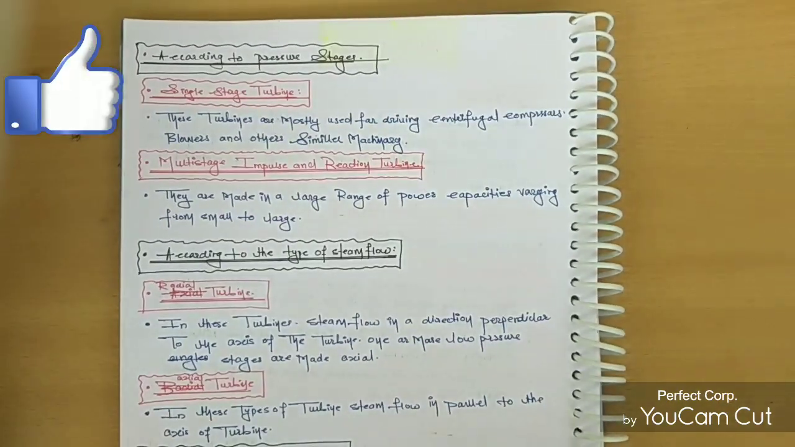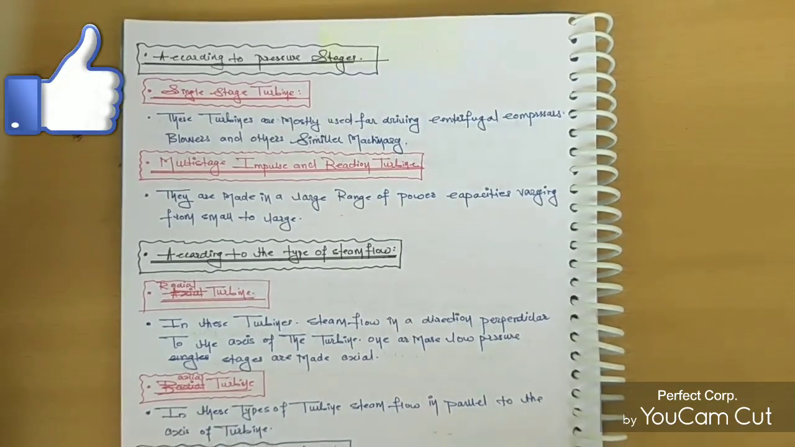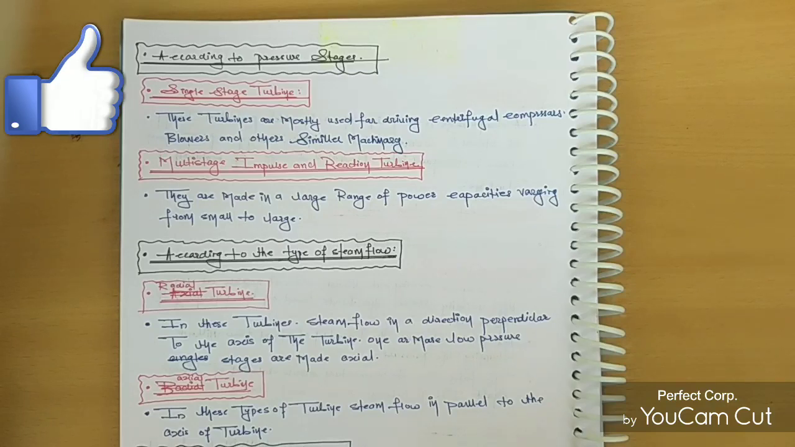After that, the second type is the multi-stage turbine. What is a multi-stage turbine? The example is the reaction turbine. This is nothing but a multi-stage turbine, and it is widely used in power plants, because a multi-stage turbine can handle high power generation capacities. That's why the multi-stage turbine is used in power plants.